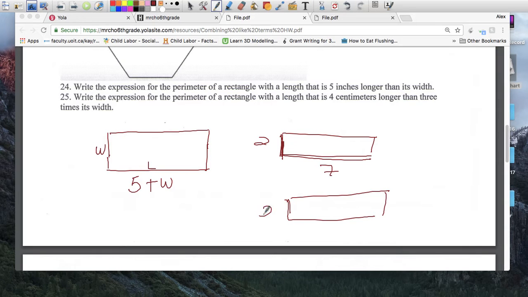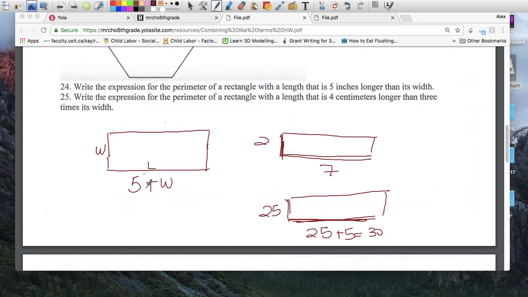The length over here would be whatever the width is, 25 plus what? Plus 5, which gives us 30. So the length is always 5 more than whatever the width was. In this case, since we didn't know what the width was, that's why we represent the length of this rectangle as 5 plus w.